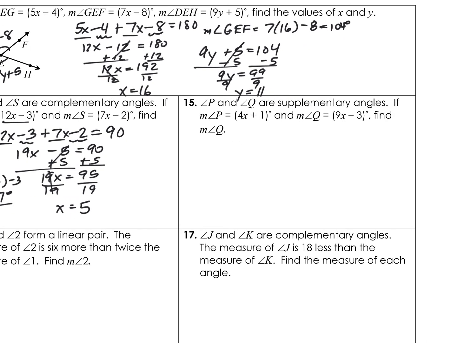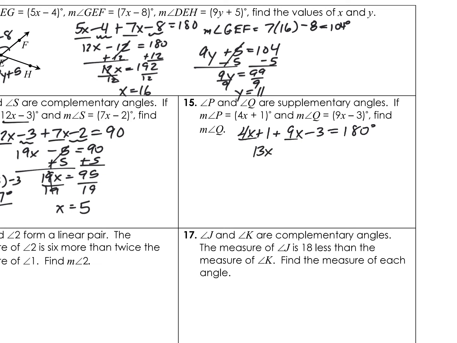Number 15, angle P and angle Q are supplementary angles. That means they add up to equal 180. If the measure of angle P is 4x plus 1, and the measure of angle Q is 9x minus 3, find the measure of angle Q. So we got to solve for x and then substitute x into the expression for angle Q.